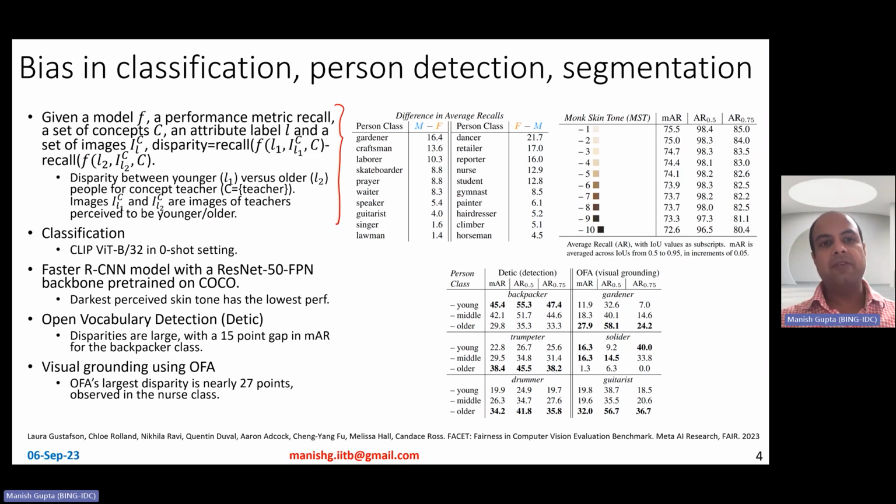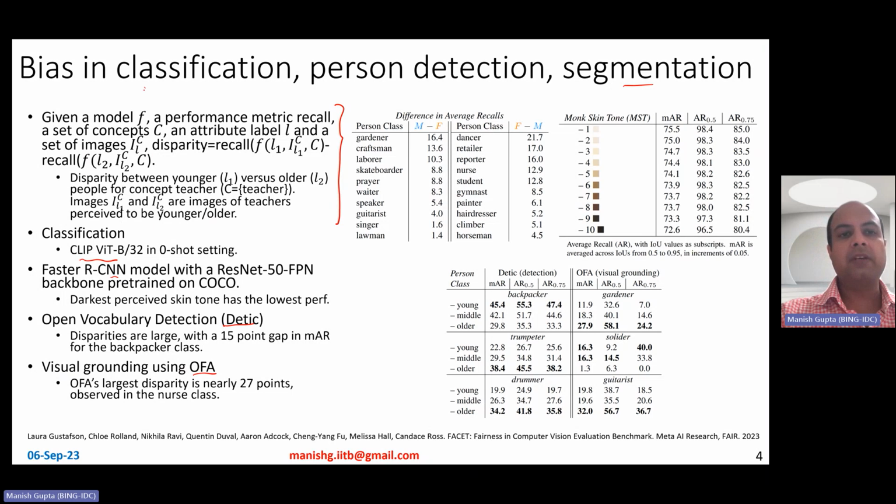So if you have a model F, right? Basically they use different kinds of models for different settings. For classification, they use the CLIP ViT model. For person detection, Faster R-CNN model. For segmentation, Mask R-CNN model. For open vocabulary detection, Detic model. And for visual grounding, they use the OFA model, right?